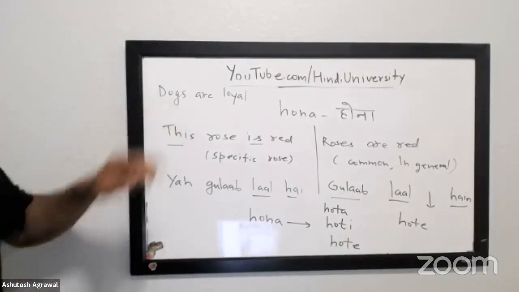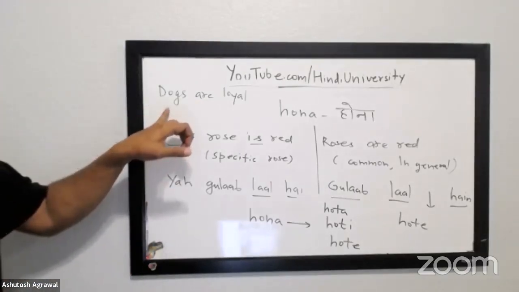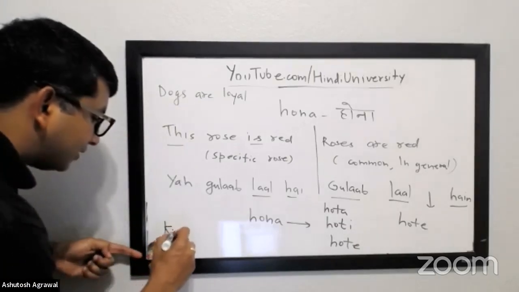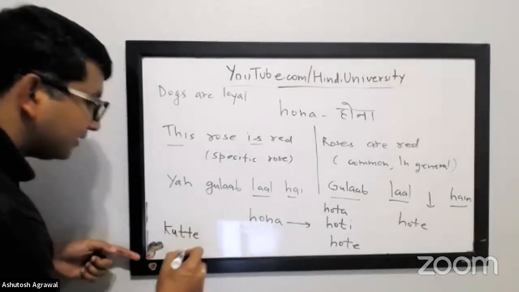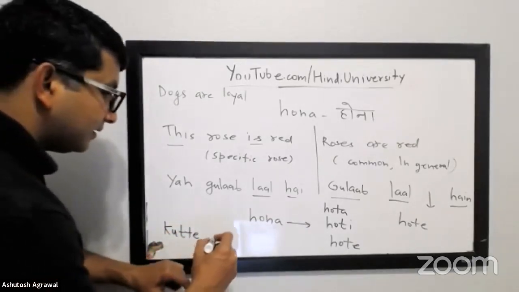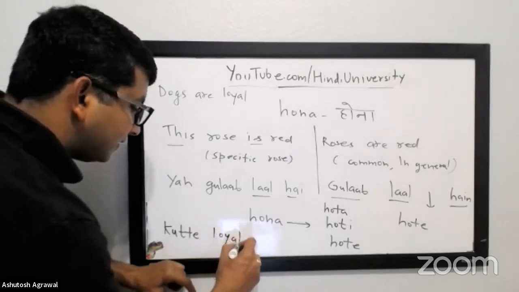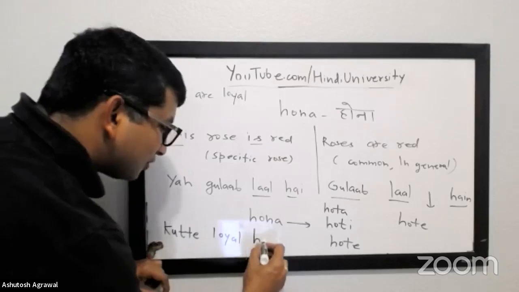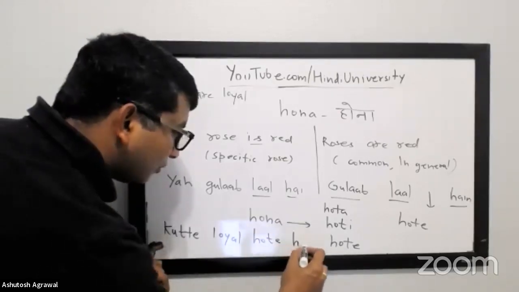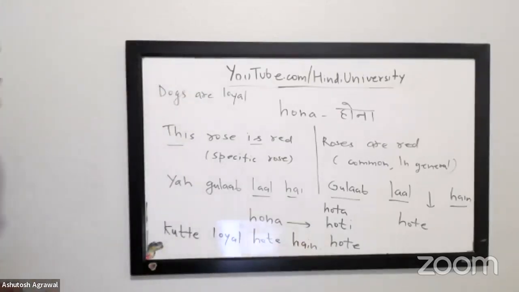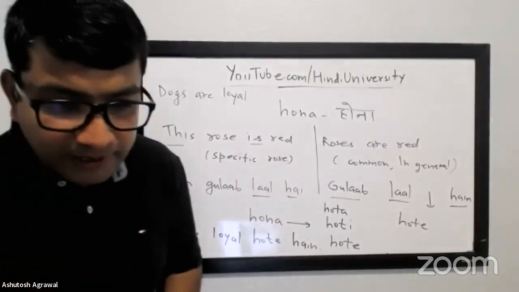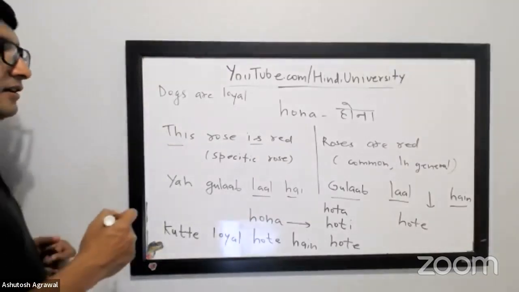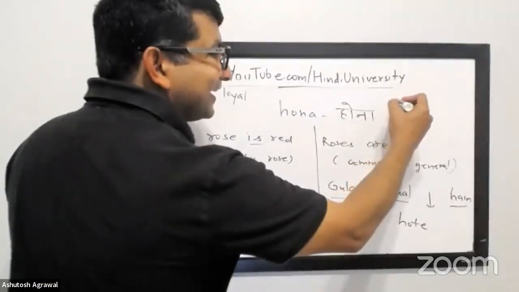Loyal, can I say it in Hindi? You can say dogs are kutte. Okay, kutte, loyal, hote, hain. Very good. So you said kutte loyal hote hain. Okay, very good. Right? Dogs loyal होते हैं और कुत्ते, if you want to say it in Hindi, the word for loyal is, I don't know. Anybody else?